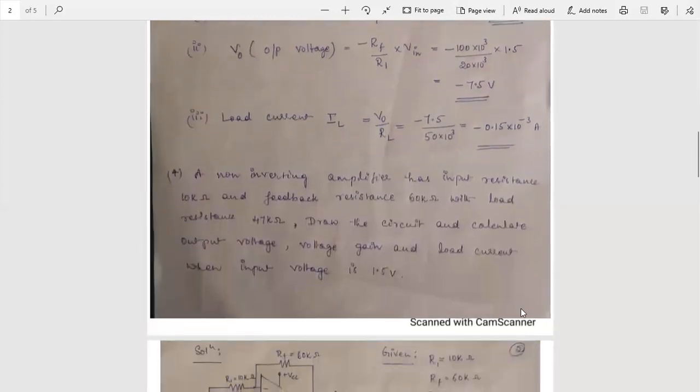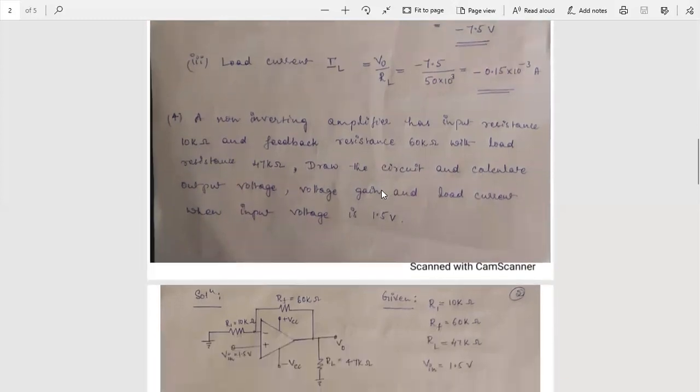So now let us take the next problem. A non-inverting amplifier has input resistance 10 kilo ohm and feedback resistance 60 kilo ohm with the load resistance 47 kilo ohm. Draw the circuit and calculate output voltage, voltage gain, and the load current when the input voltage is 1.5 volt.